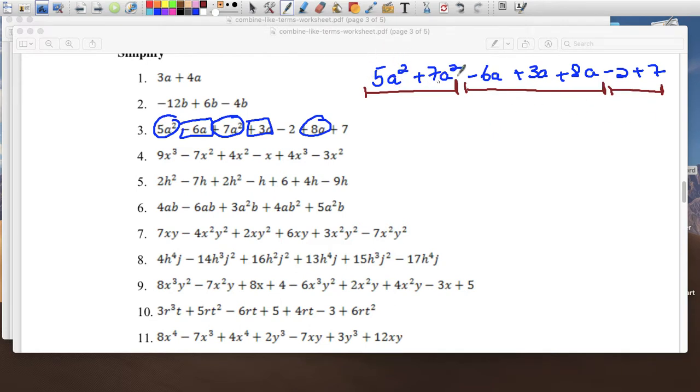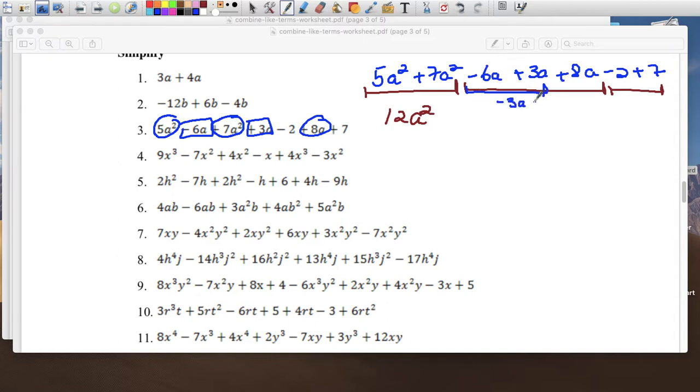So again, a squared and a squared is the same variable with the same exponent, so let's just add them. So I'm going to add the 5 plus 7, and I get 12a squared. That's it. Over here in the middle group, let me change color. So it's negative 6a plus 3a. So let's do these two first right here. Negative 6a plus 3a, they're more negatives, so it's going to be negative 3a, right?